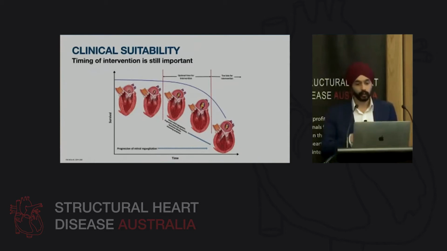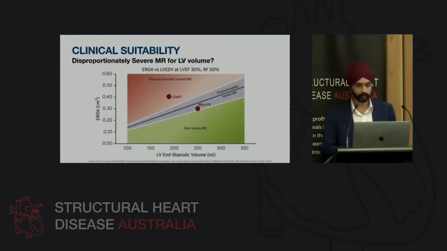And the timing of intervention is still very important. You don't want to wait till it's too late. What do I mean by that? As we discussed earlier today, over time the ventricle will continue to dilate and you'll continue to get worsening progressive ventricular dysfunction. You don't want to be at the point where the ventricle is too dilated, too far gone to be intervening. So there is an optimal time for intervention, and that's really what we want to focus on.